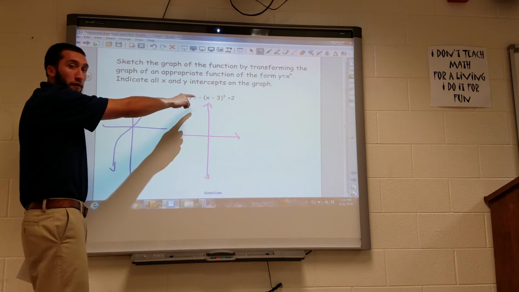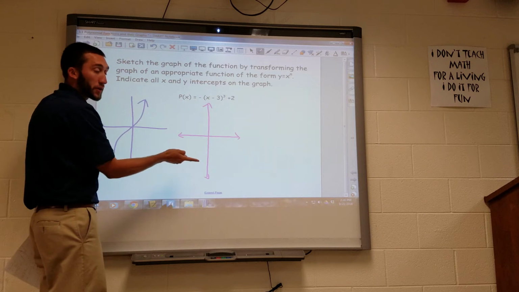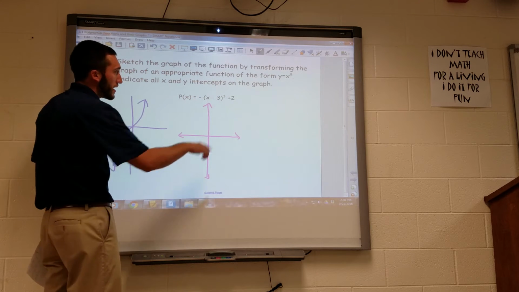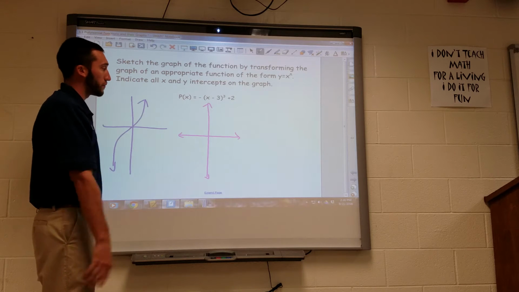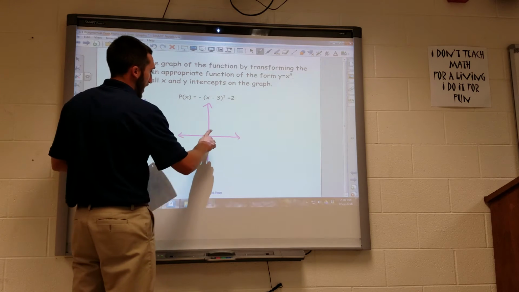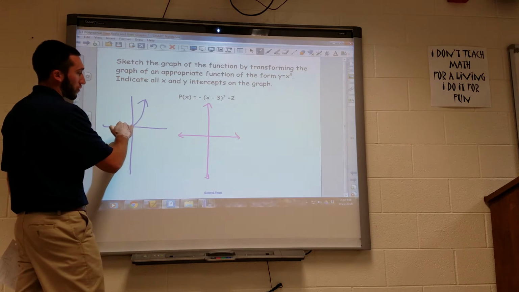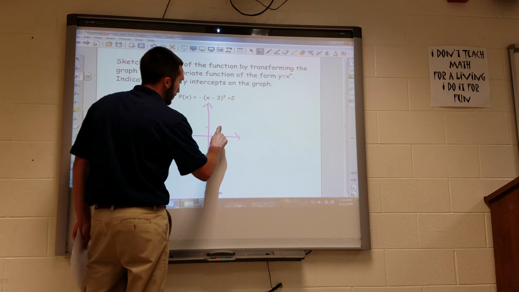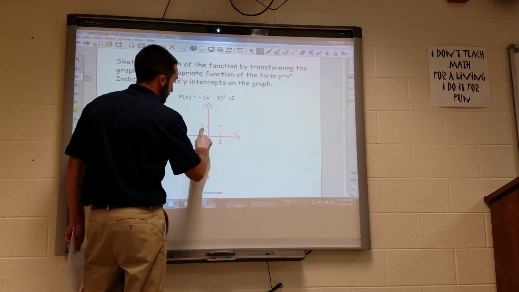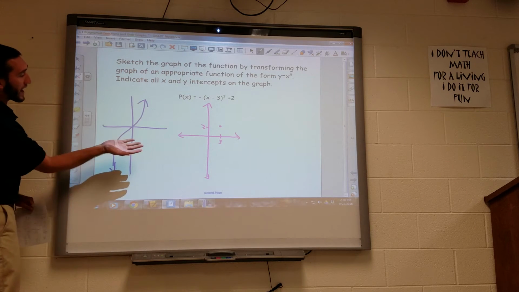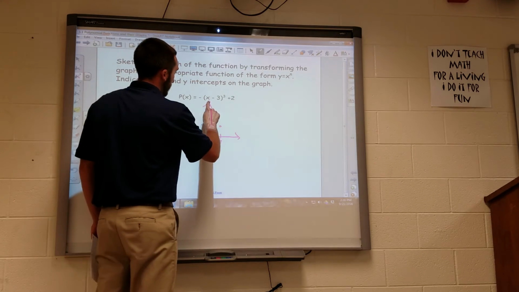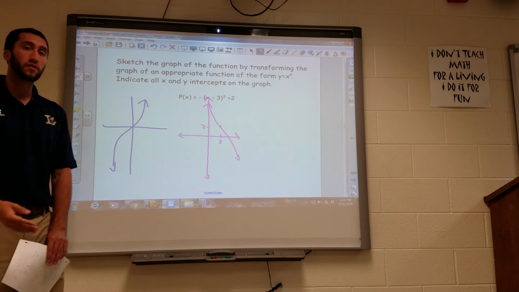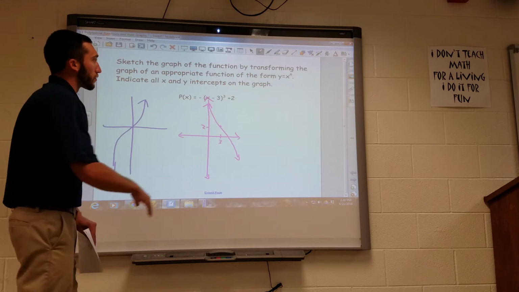The negative out in front of my whole equation means I'm flipping it over the x-axis. The negative 3 inside means I'm moving it to the right 3, and the positive 2 outside means I'm moving it up 2. Here we can see it crosses at the origin, so now it's going to cross at the point 3, 2. And since we flipped it over the x-axis, it's going to look something like that. They just want a general rough sketch, so there we've seen a rough sketch.